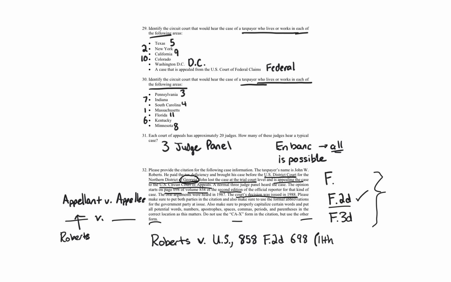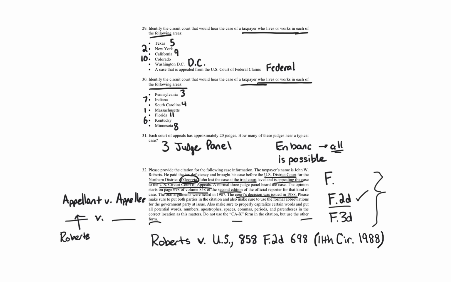Just like that. So that's 11th, space, CIR, so capital C, lowercase I, lowercase r. Then we do another space and we put the year the case is decided. So the year the case was decided, not 1987, 1988. So we're going to put 1988, close the parentheses. No space there, and we're done.